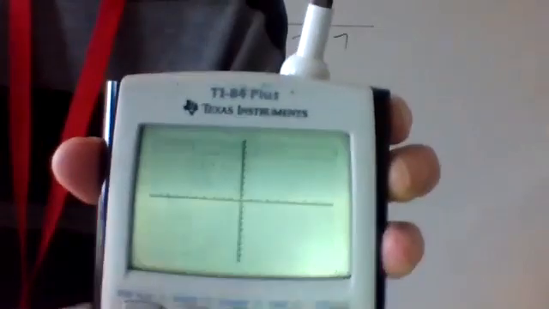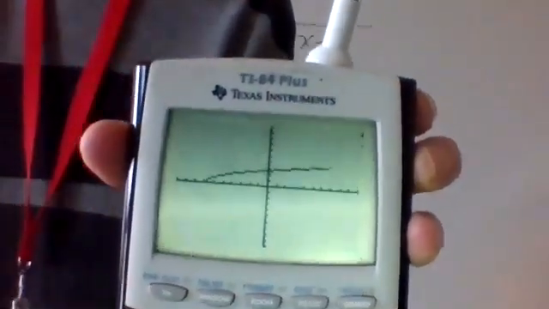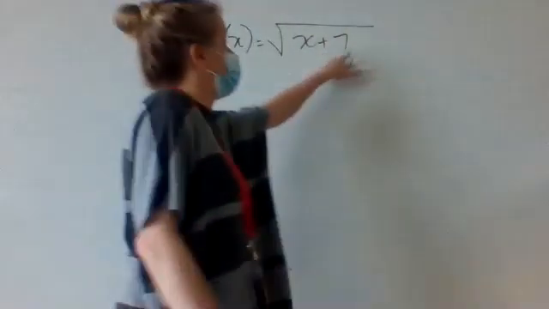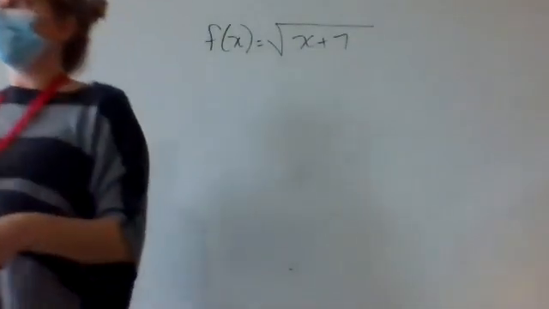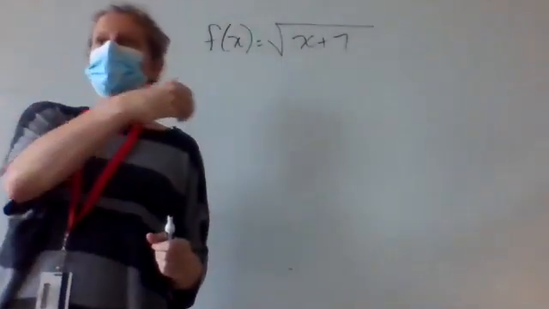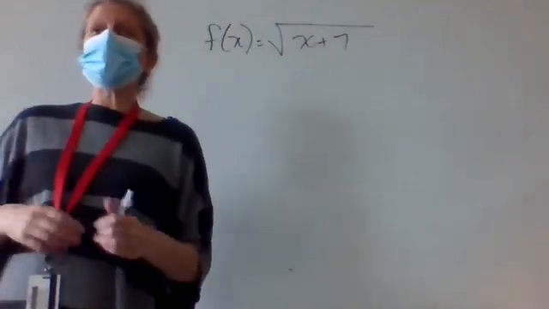Let's graph that. So think about your transformation rules. This is an inside number, right? It's inside the square root. What do inside numbers do? They shift you horizontally, and you go opposite the sign.